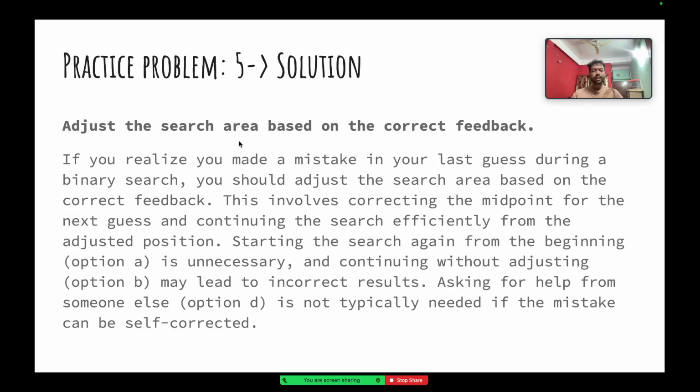If you realize that you made a mistake in your last guess during a binary search, you should adjust the search area based on the corrected feedback. This involves correcting the midpoint for the next guess and continuing the search efficiently from the adjusted positions. Now imagine you made a mistake in your previous step while doing binary search. Binary search always happens in a split. Imagine that every time in binary search there is going to be a split, first half and second half.